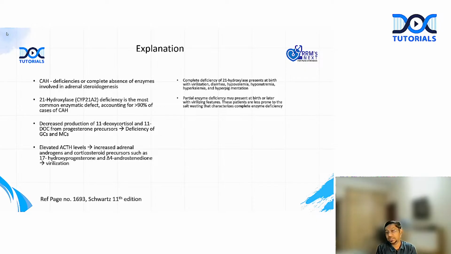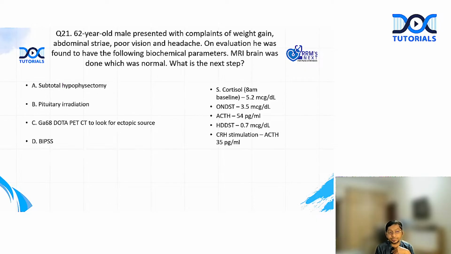So complete deficiency at birth, severe symptoms with salt wasting. Partial enzyme deficiency, they don't have salt wasting usually. They have more of virilization symptoms and they usually present later. Usually in adulthood, they may even present up to adulthood. These are rare presentations. Okay, 62-year-old male with complaints of weight gain, abdominal striae, poor vision and headache.